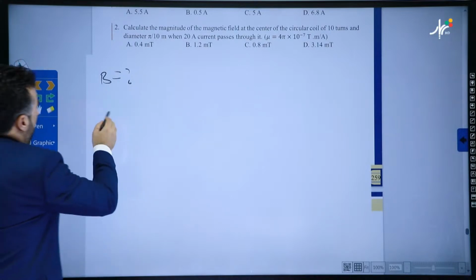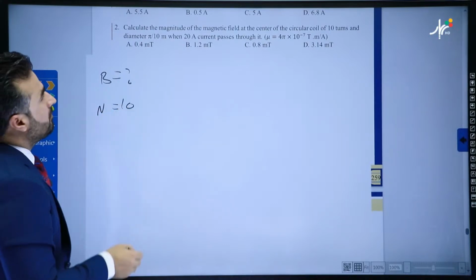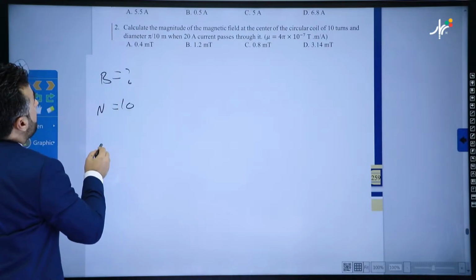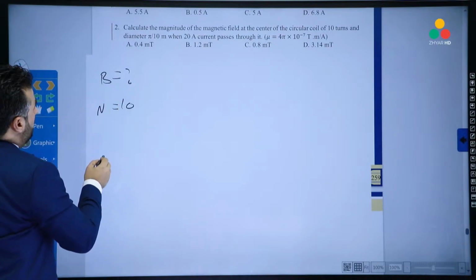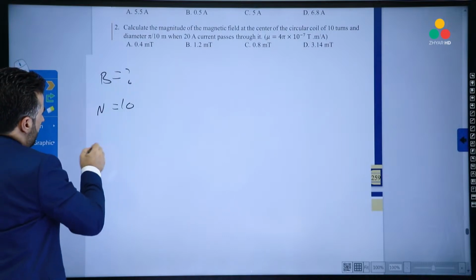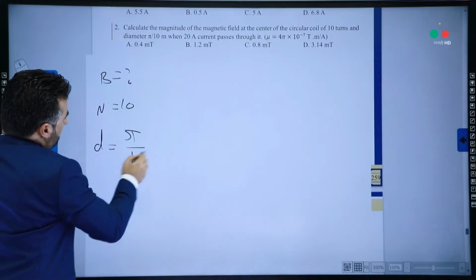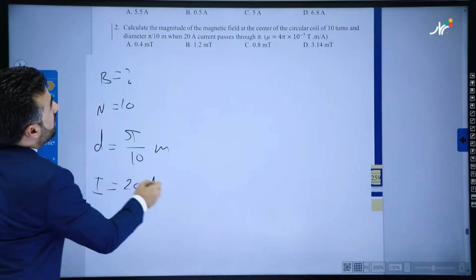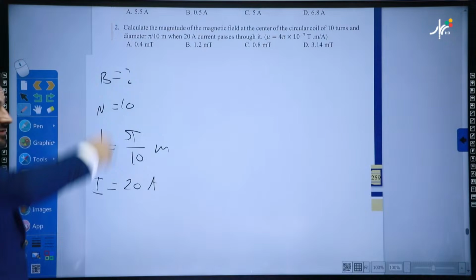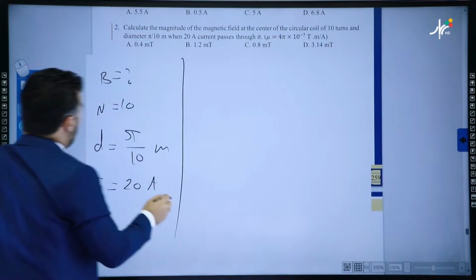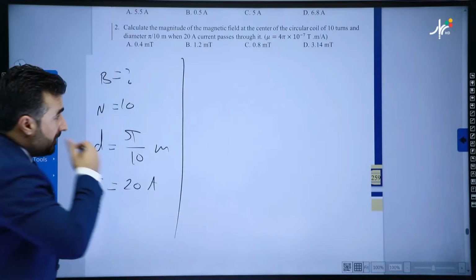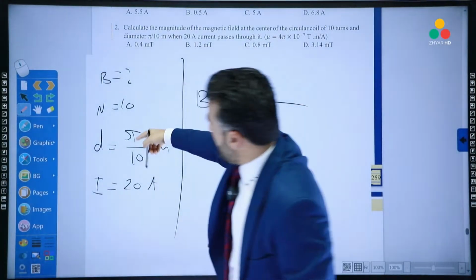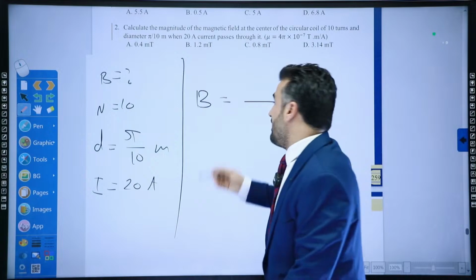So we have a coil. Number of turns is basically 10 turns, and the diameter is basically pi over 10 meter. When we have a current of 20 ampere passes through it. And of course, mu naught is given as well. So now, if you want to find the magnitude of the magnetic field strength, just write the equation and plug in the numbers. But you might say, what is this number? That is just a number. And that's it.